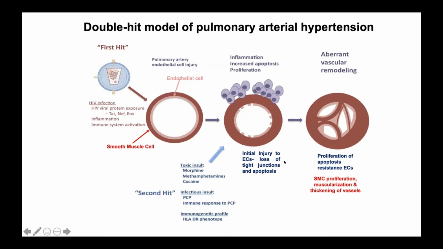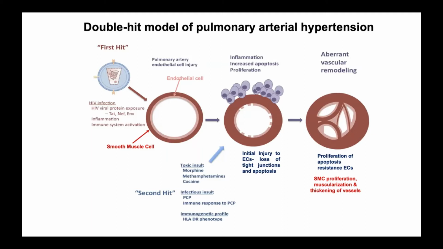It leads to severe pulmonary hypertension. The mechanism is that when these two hits, HIV infection and a drug of abuse, target these vascular cells, which are mainly endothelial cells and smooth muscle cells, it accompanies a lot of vascular remodeling, and also a lot of inflammation around the vessels.